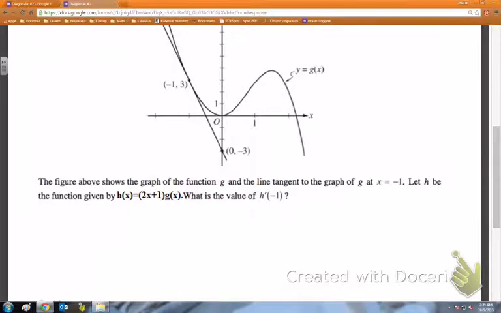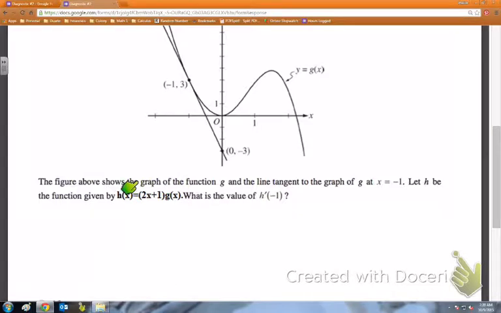Here we have a figure where we're looking at the graph of a function g. You guys can see the graph up here, and they drew a tangent line at the point -1. You can see that tangent line right there. And it says that h is represented by this function here. So h of x equals 2x plus 1 times g of x. It says, what is the value of h prime of -1?